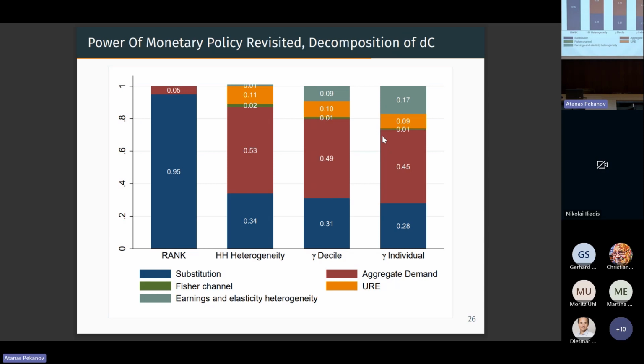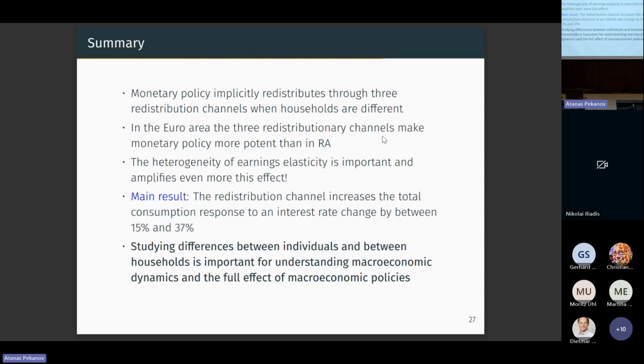So this is important because it enables us to understand much better how these differences between households, their balance sheet positions, their exposure to these interest rate changes, and macroeconomic aggregate changes affect the transmission mechanism of monetary policy through consumption. And I believe that all of this shows that studying differences between individuals and between households is important for understanding any macroeconomic dynamics, but in this case, especially so for monetary policy. So thank you.